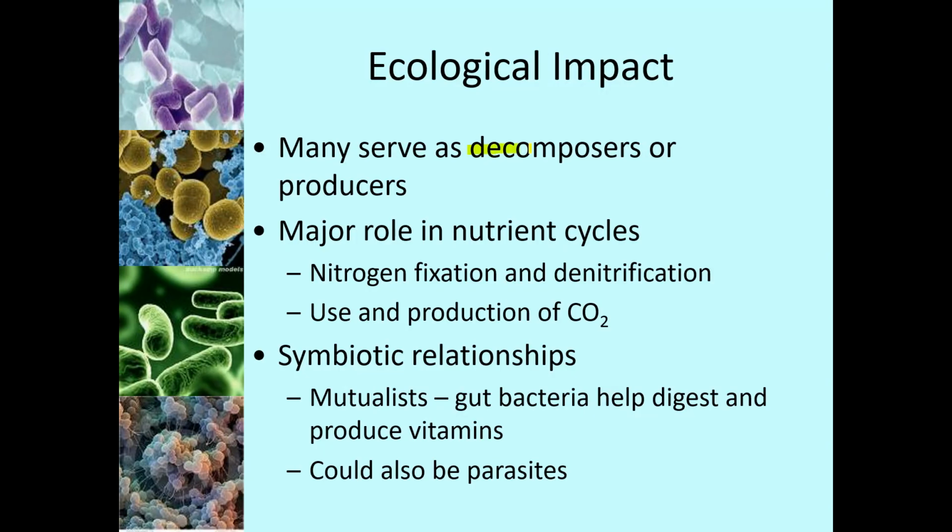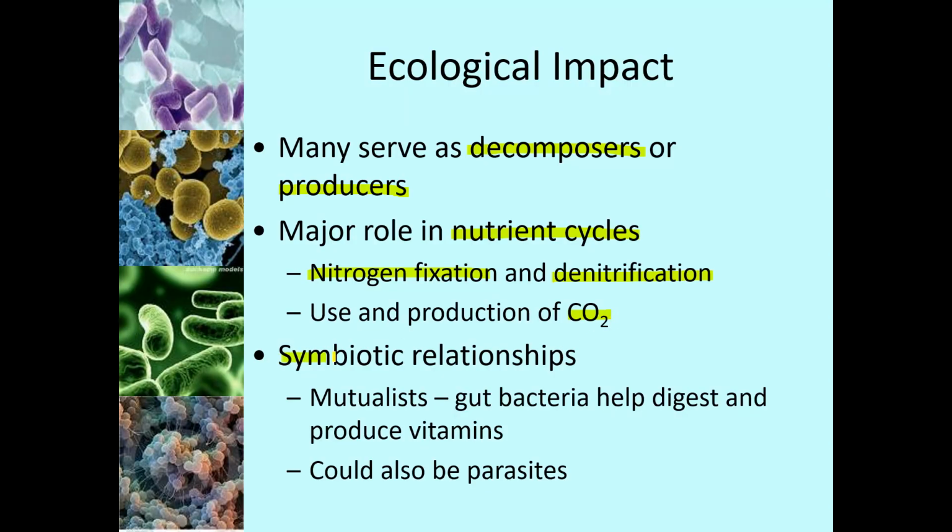So they can be decomposers, which we know is an essential component to any ecosystem. They could be producers, producing food for living organisms and producing oxygen. They're very important in those nutrient cycles that we looked at. We talked about nitrogen fixing bacteria and denitrifying bacteria. Those decomposers could be involved in those nutrient cycles. They're also helping recycle and move carbon dioxide throughout the atmosphere and Earth.